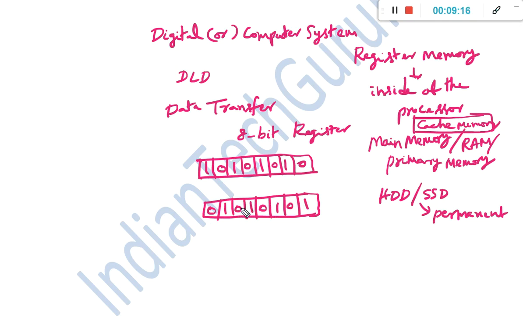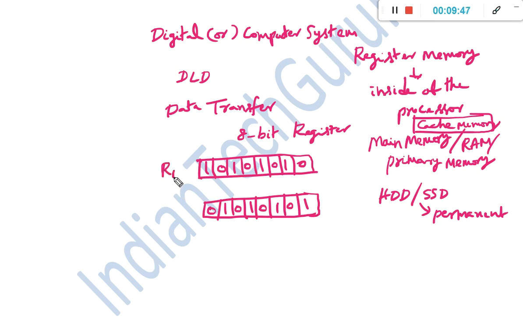So what does it mean? It means that we are not moving the content from one register to another register, but we are altering the existing register content. Okay. So such types of operations are performed in registers. That is, the data transformations may be performed within them.